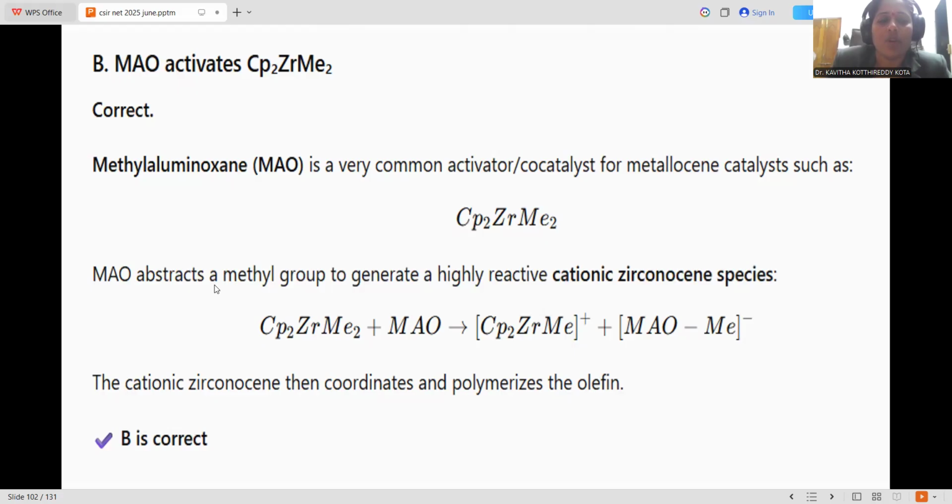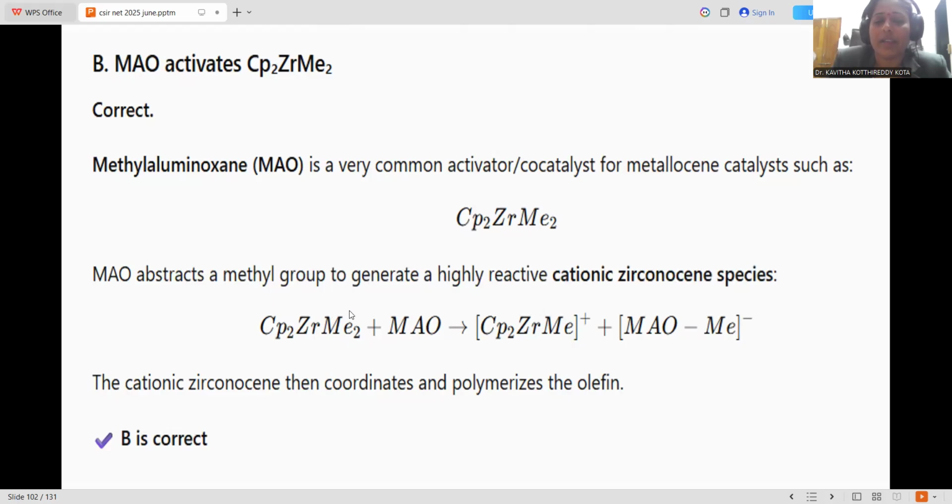So here MAO abstracts a methyl group to generate a highly reactive cationic zirconocene species. Whenever Cp2ZrMe2 is taken, Cp stands for cyclopentadienyl anion. If 2 is given, 2 such ligands are present around the zirconium. Right, and MAO is methyl aluminooxane. So if these two get mixed up, how does the activity get enhanced? By means of transfer of a methyl group.